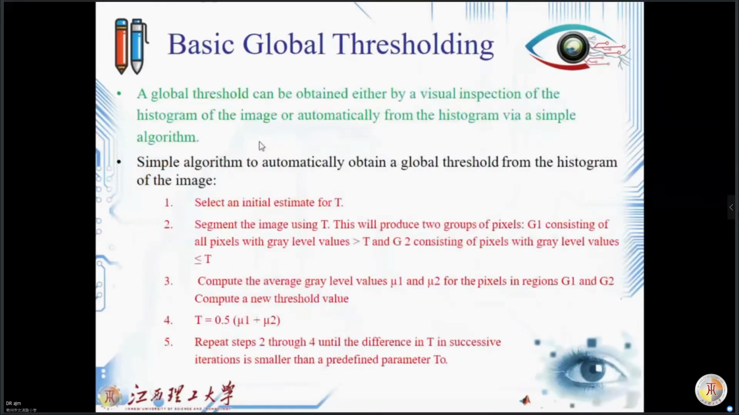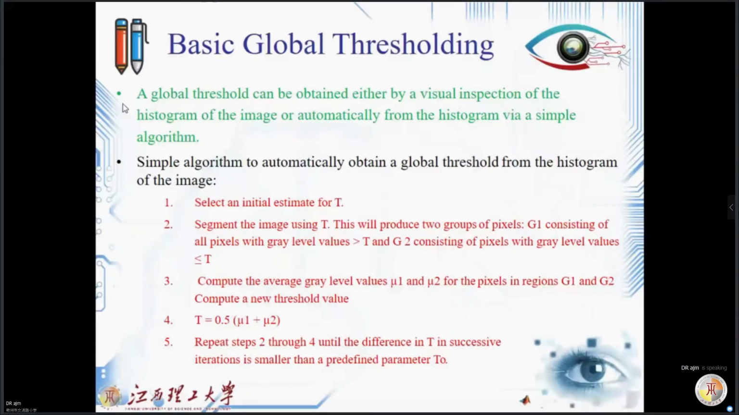Some basics regarding global thresholding. Global thresholding can be obtained either by visual inspection of the histogram of the image, or automatically from the histogram by a simple algorithm. You can find the histogram in what we learned before, and the simple algorithm that you can implement for global thresholding is written here. I mean, the algorithm which will automatically obtain the global threshold from the histogram.